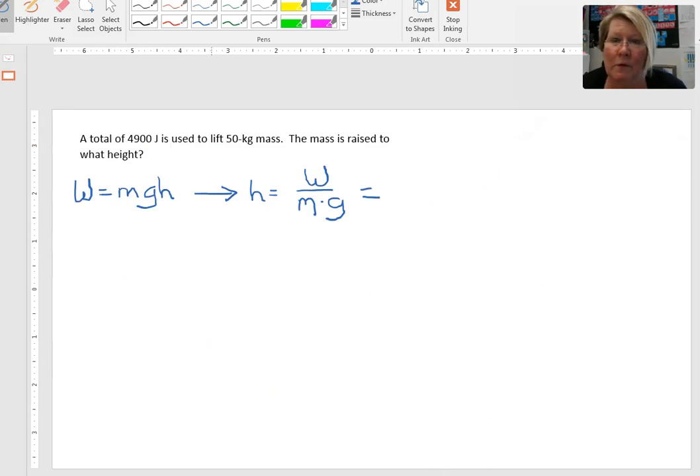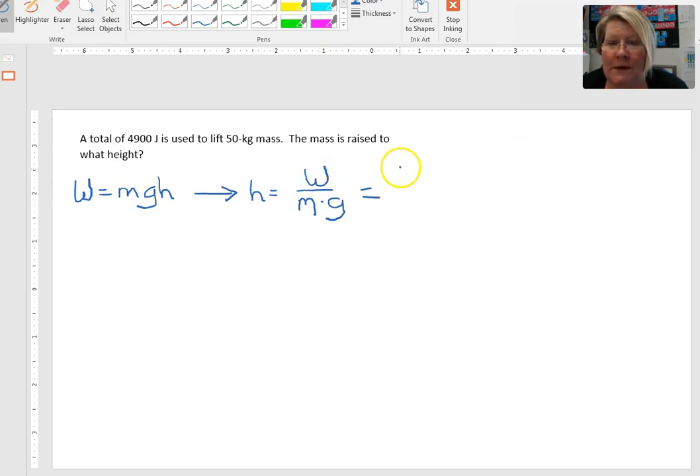Let's do another example of work, and this question says a total of 4,900 joules is used to lift a 50 kilogram mass. The mass is raised to what height? So once again, since we're lifting an object against the force of gravity, we're going to use the equation work is equal to mass times gravity times height. We're going to rearrange this equation, solving for height. So we divide by mg on both sides, and this is where I come up with this formula.